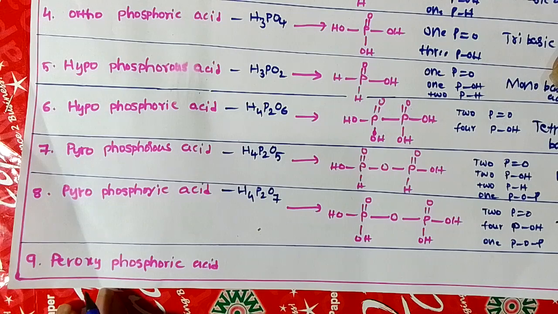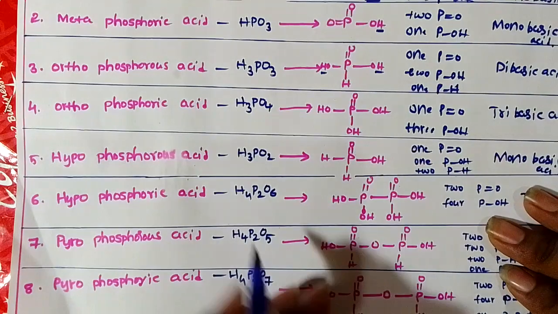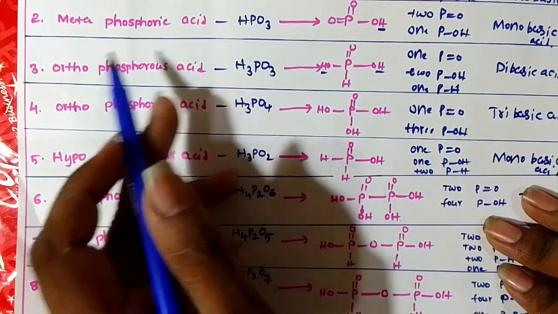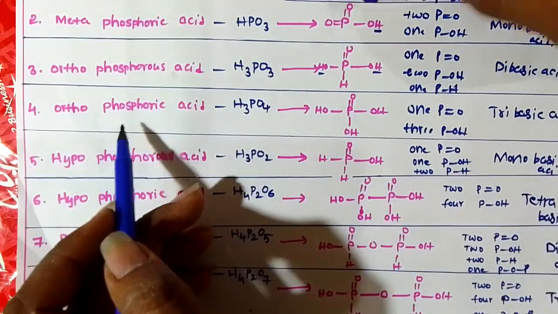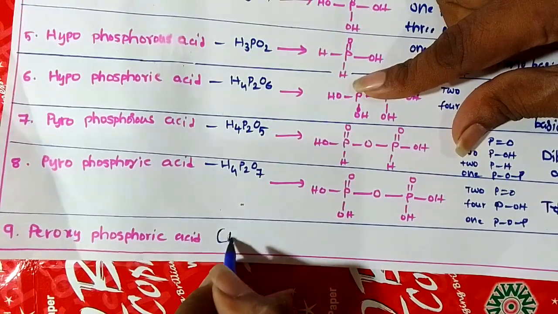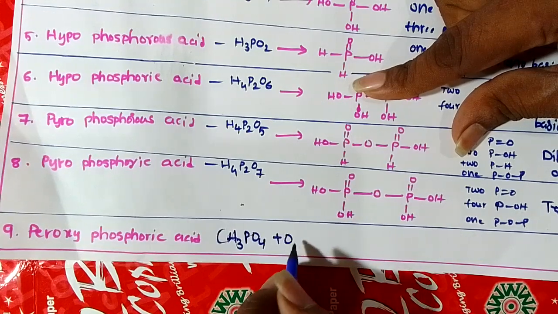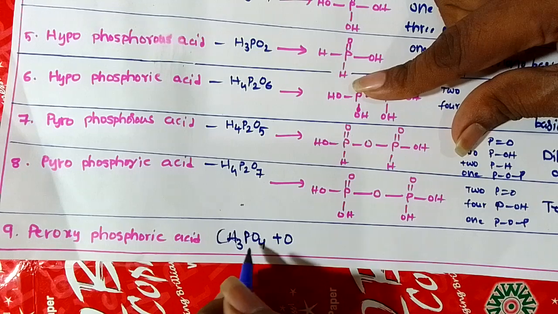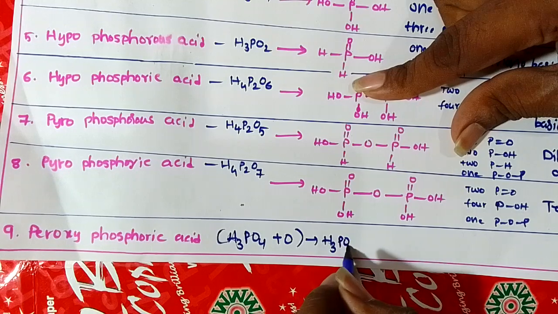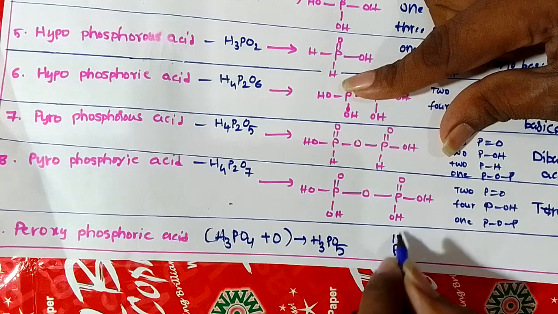Now coming to peroxyphosphoric acid. Already you know that orthophosphoric acid is also called phosphoric acid, and orthophosphorous acid is also called phosphorous acid. The phosphoric acid formula is H3PO4. When we add one oxygen to phosphoric acid, we get peroxyphosphoric acid. The formula is H3PO5. It contains one peroxy bond. The structure is like this.